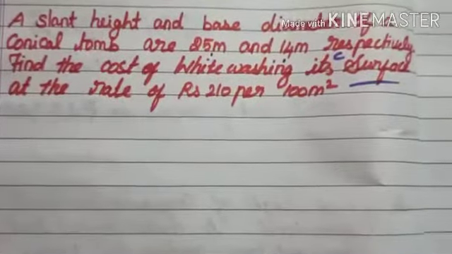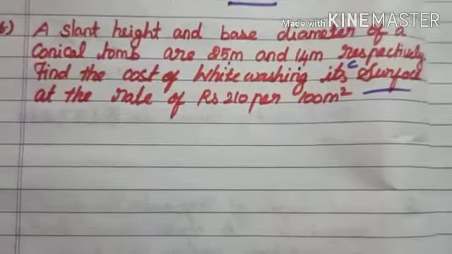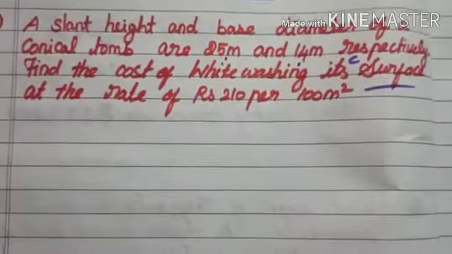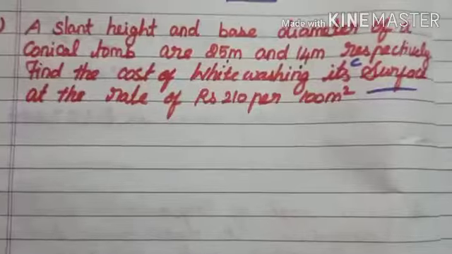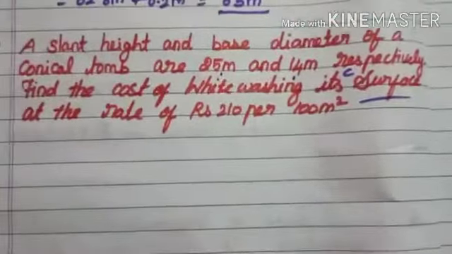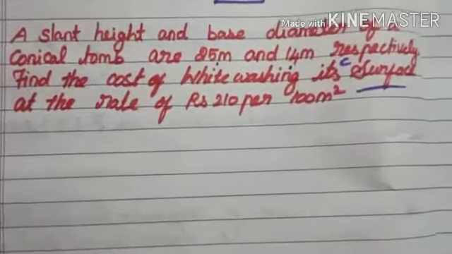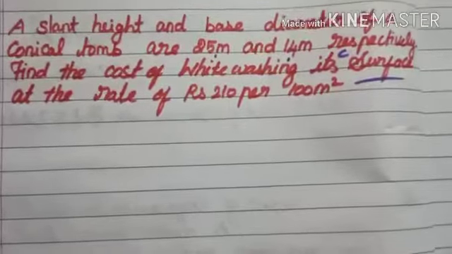In the previous question, we took 1 meter square. Here it is 100 meter square, and out of 100 meter square, the cost is rupees 210. So what do we have to find out? First we need to find the curved surface area. You can calculate the curved surface area and the cost separately.